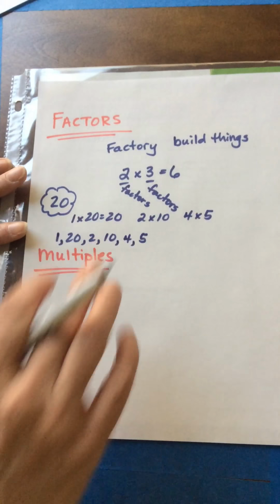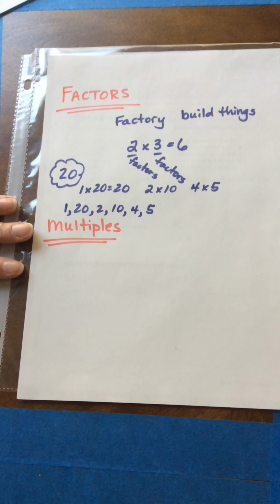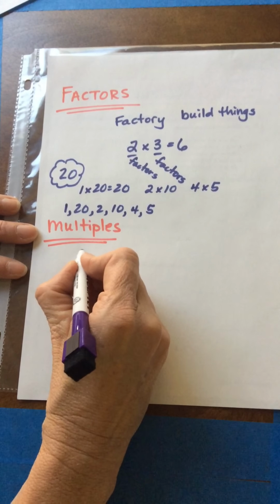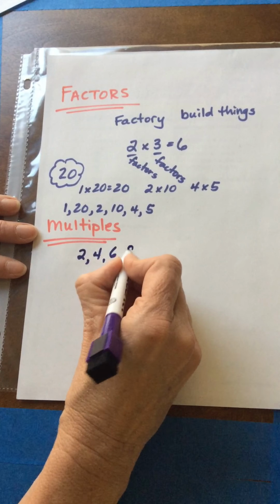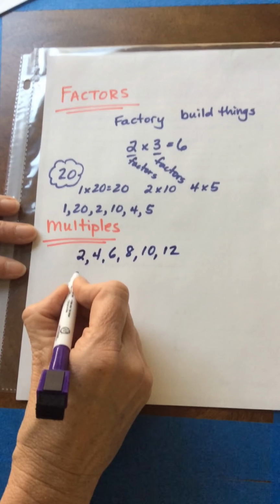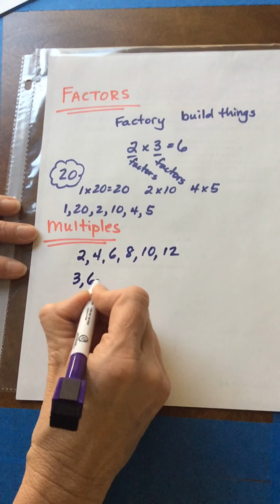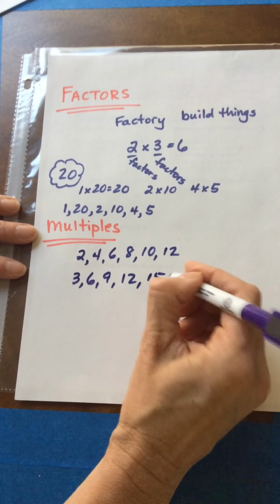Okay? What's a multiple? Multiples are numbers that grow. Think skip counting. Remember when you learned skip counting when you were in kindergarten? For example, multiples of 2: 2, 4, 6, 8, 10, 12. What are the multiples of 3? 3, 6, 9, 12, 15, and so forth.